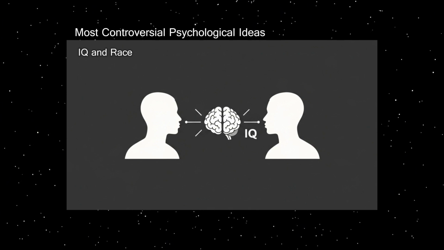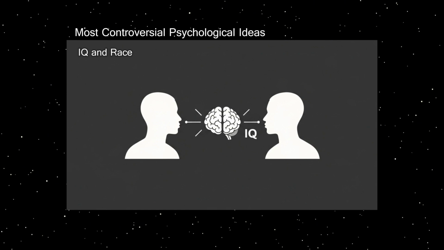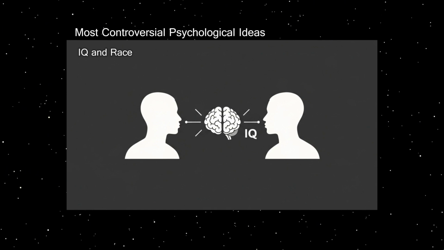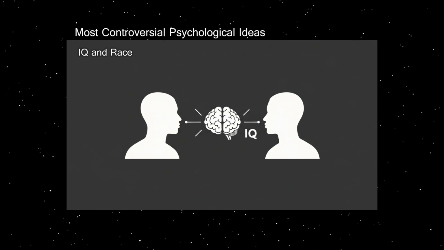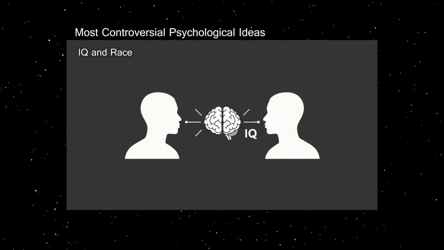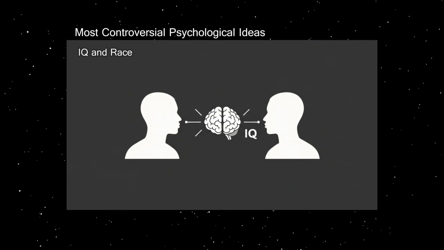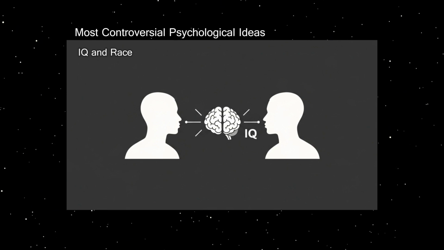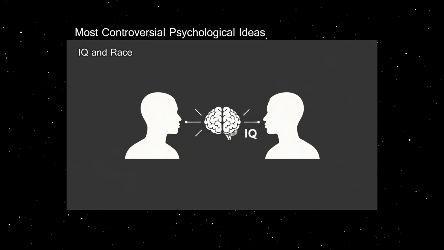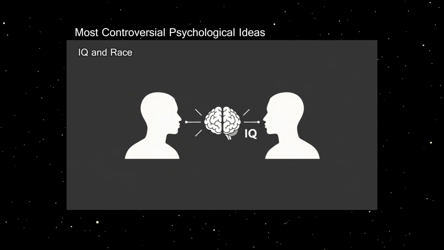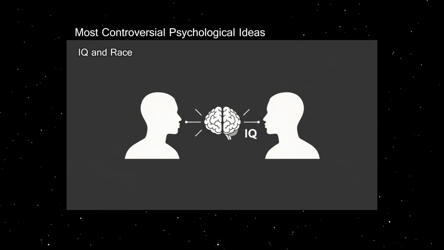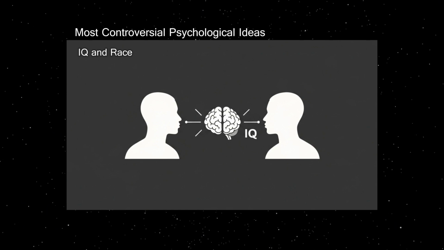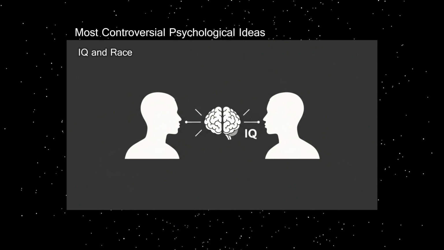white populations in the United States scoring higher on average than Black or Hispanic populations, and East Asian populations often scoring even higher. These findings were seized upon in the mid-20th century by some to argue for racial hierarchies in intelligence, suggesting a genetic basis for the observed differences. However, the assumptions underlying such claims have been deeply challenged on both scientific and ethical grounds.